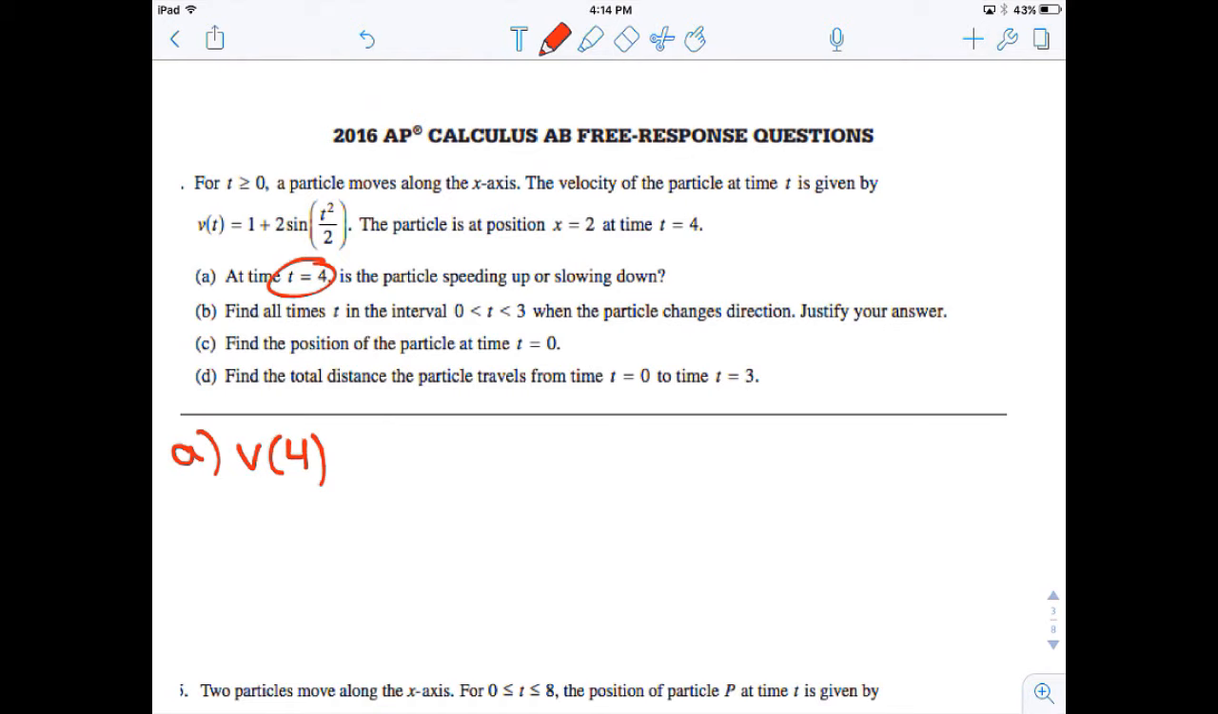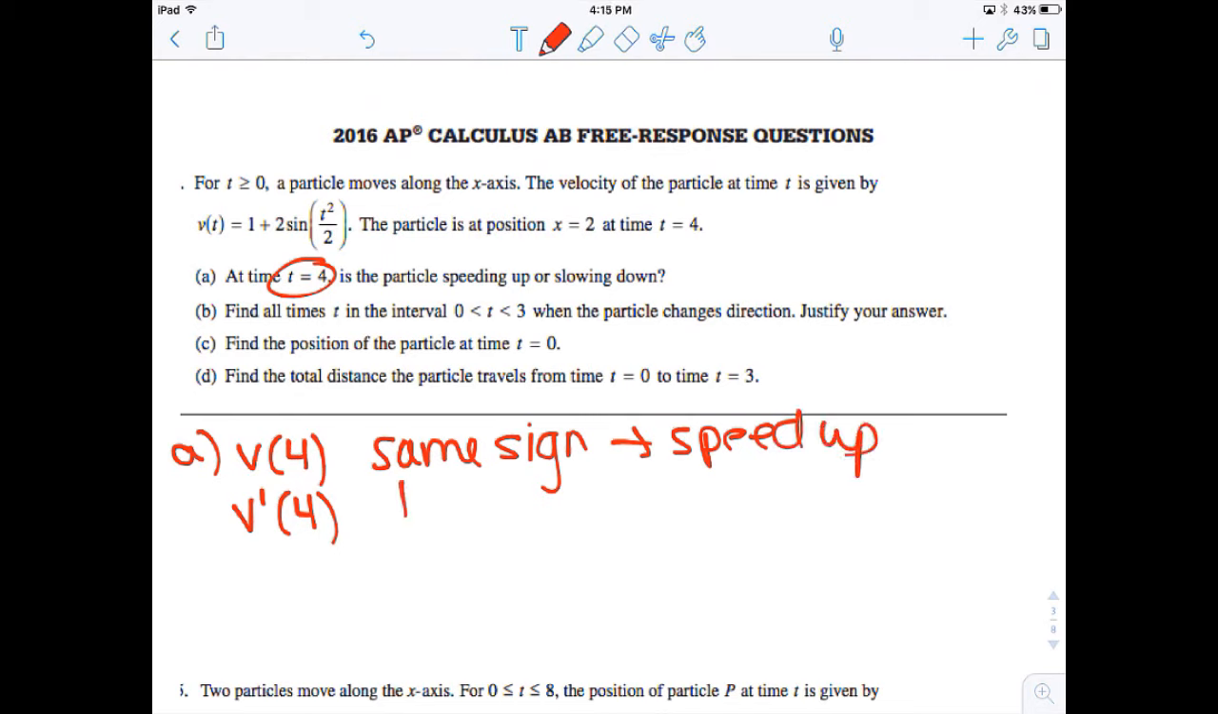And then I would find v prime at 4. And what I would look for is if those have the same sign or if they have a different sign. If they have the same sign, we'd be speeding up, both positive or both negative. If they have different signs, then they're slowing down. And so that's something that's important to remember, speeding up or slowing down, okay?